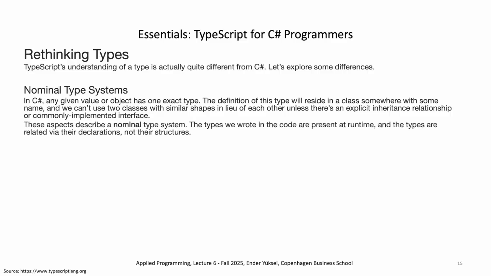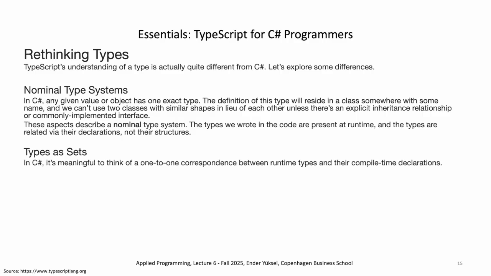These aspects describe a nominal type system. The types we wrote in the code are present at runtime, and the types are related via their declarations, not their structures. Types as sets. In C#, it's meaningful to think of a one-to-one correspondence between runtime types and their compile-time declarations.